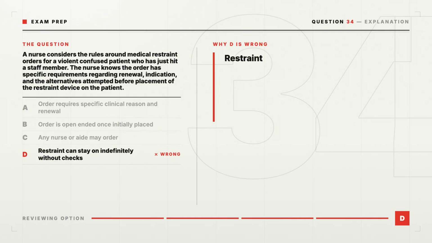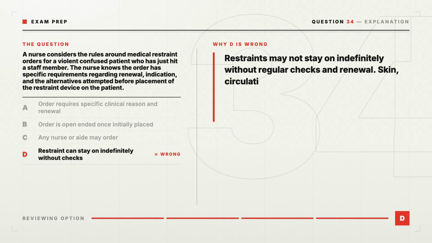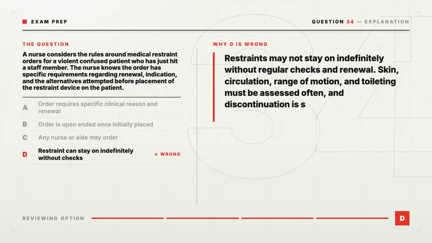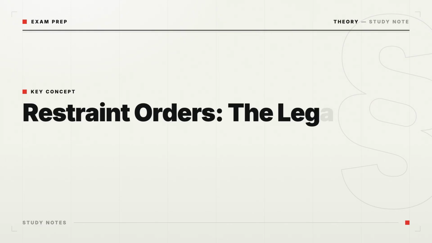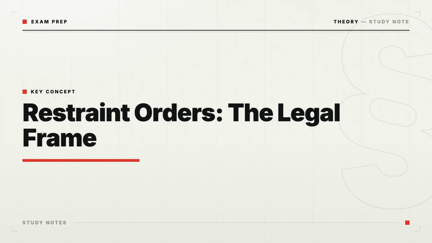D is wrong because restraints may not stay on indefinitely without regular checks and renewal. Skin, circulation, range of motion, and toileting must be assessed often, and discontinuation is sought as soon as safely possible. A restraint carries legal weight, so only a licensed provider can order one. A nurse may apply a restraint in a genuine emergency, but must promptly obtain that order rather than waiting for it first.